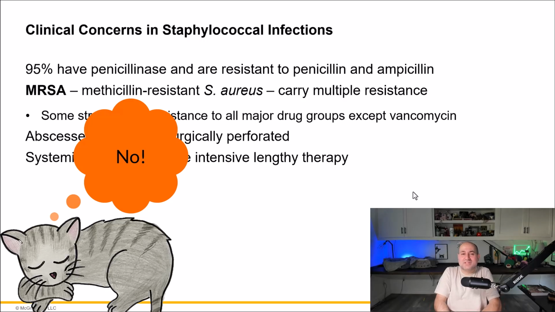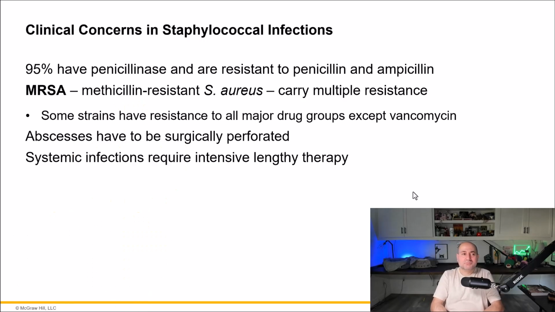No, staph are pretty much almost 100% resistant to penicillin nowadays. So instead, we use methicillin. Unfortunately, like I said before, now there are methicillin-resistant Staph aureus as well, which carry multiple resistances. This means that they are resistant to a host of different antibiotics, and they can be very, very tricky to resolve and to treat. Some strains have resistance to all major drug groups except vancomycin.